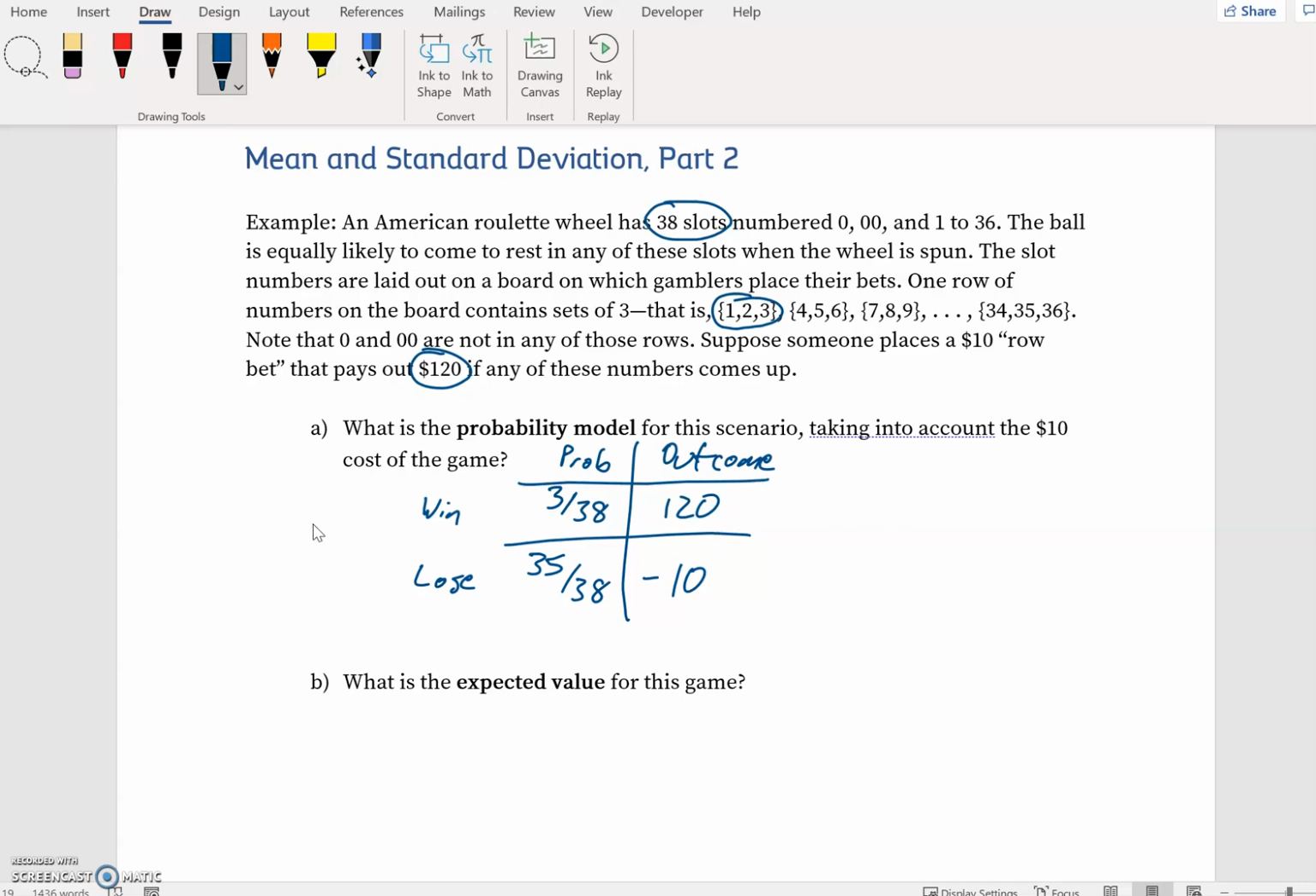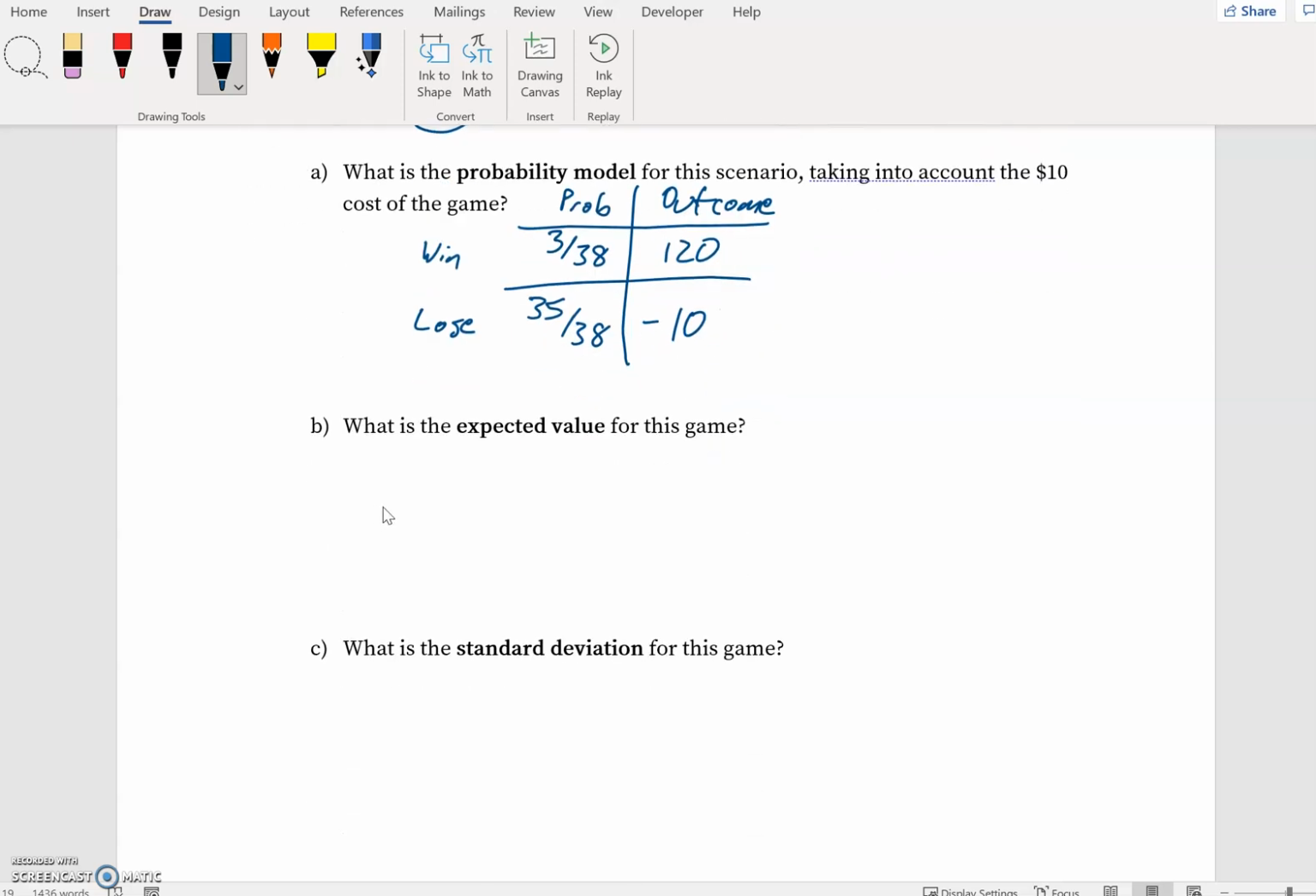Then we say, okay, what's our expected value for the game and what's our standard deviation for the game? With only 2 different types of outcomes, it's not that crazy to do the expected value by hand because you just do the probabilities times the outcome. So we could do something like 3 out of 38 times 120 plus 35 out of 38 times -10. And this would be the expected value, otherwise known as the mean for our probability model. We could do this by hand, but of course we have a template that's going to do this for us. Same thing with standard deviation.